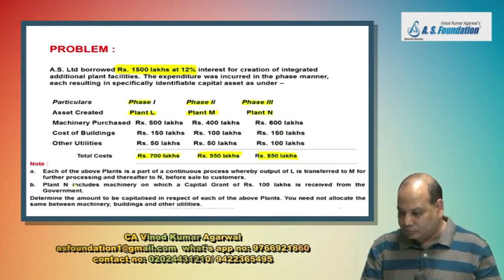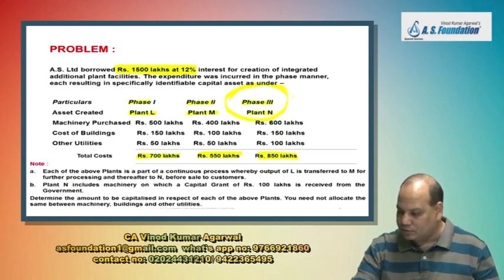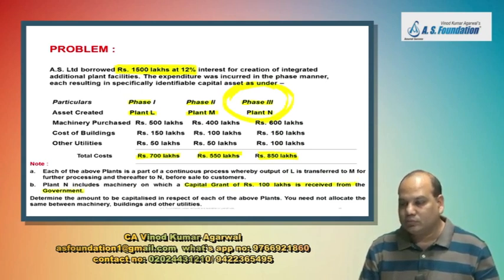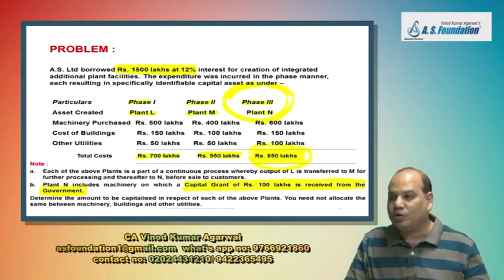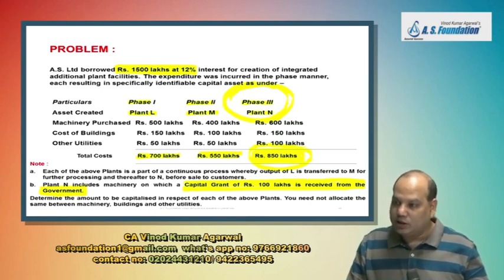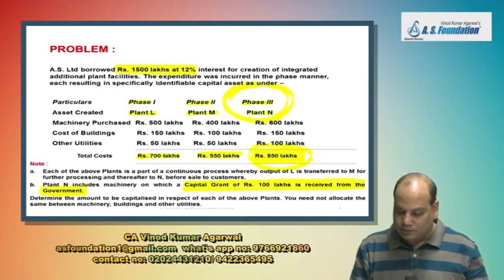Plant N includes machinery. Now this is plant N, third one. Includes machinery on which a capital grant of 100 lakh is received from the government. Okay, so this means out of 850, how much is financed by government grant? 100. So how much is the expenditure incurred out of borrowed money? 850 minus 100.